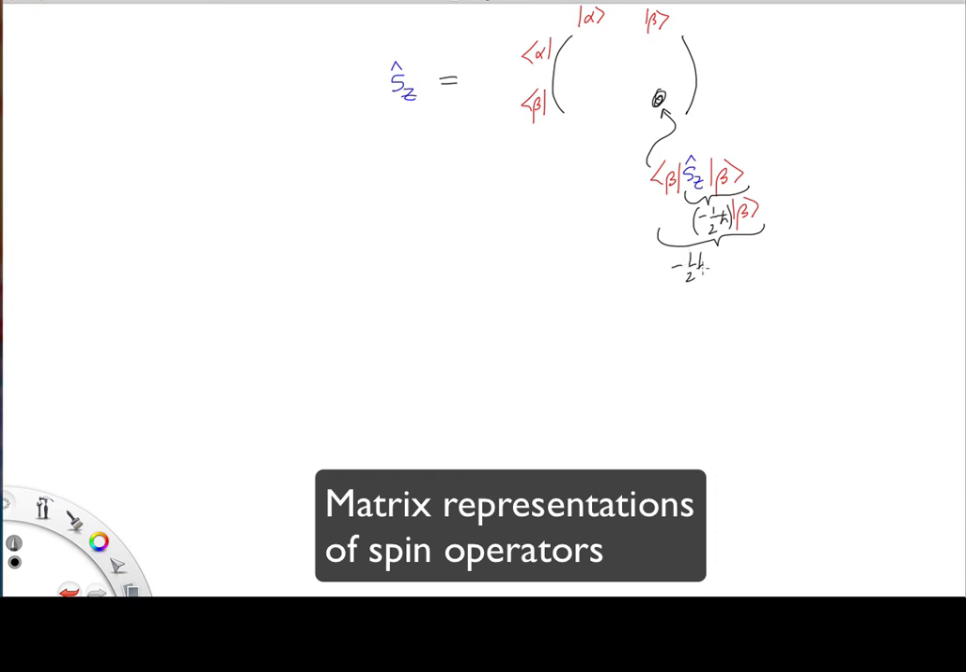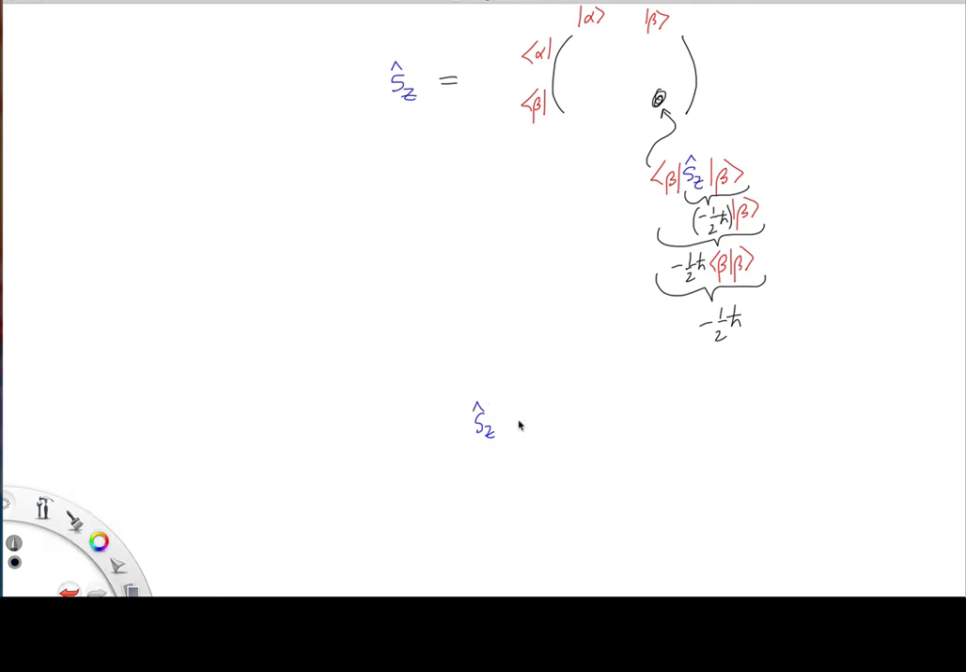The minus 1/2 h bar factor comes out, and I get the bracket of beta with itself. And since the states are orthonormal, this is just 1. So the whole matrix element is minus 1/2 h bar. And if I repeat such arguments for all the elements of the matrix, then I deduce the matrix representation of the Sz operator as being 1/2 h bar with the ms values 1/2 h bar and minus 1/2 h bar on the diagonal and 0 off the diagonal.